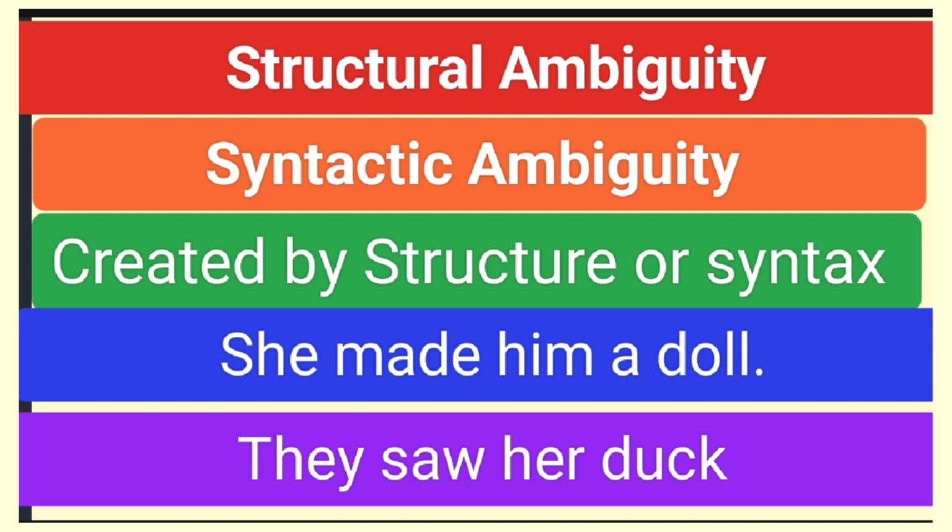Now let's talk about structural ambiguity. Structural ambiguity is the ambiguity created by the arrangement of words in the sentence. Sometimes a single sentence gives two different structures with two different meanings. This type of ambiguity is particularly known as structural ambiguity. It is often contrasted with lexical ambiguity, which is created by the words.